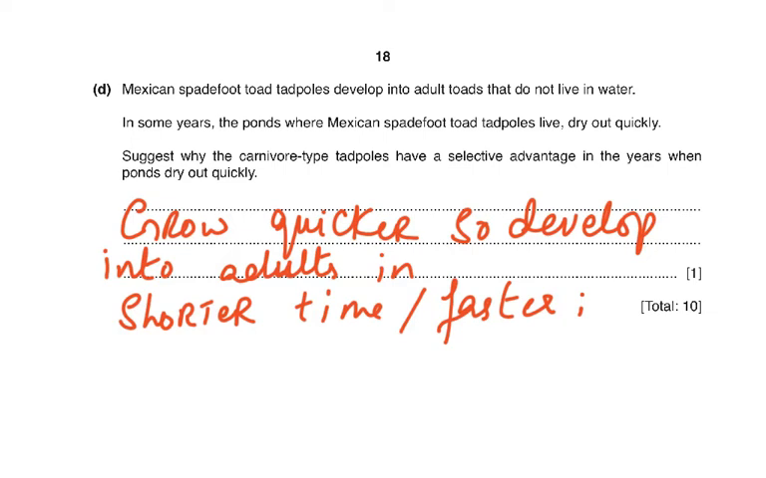They grow quicker, so they develop into adults in a shorter time, or they develop into adults faster. So they would not be bothered about staying in the pond. So it didn't bother them if the ponds dried out, and they would be able to survive.